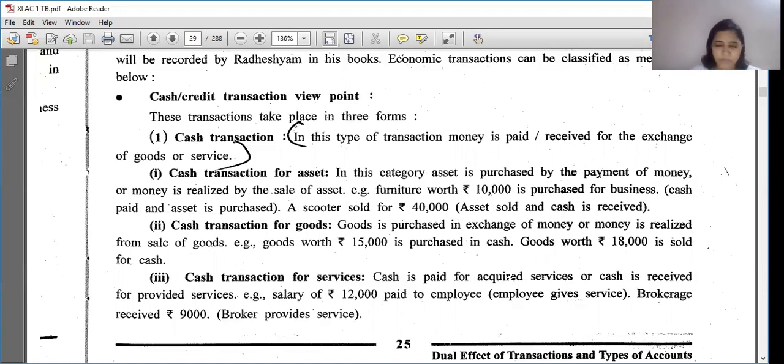So what is happening over here? Goods are purchased and sold on cash. Suppose I am a businessman and I am purchasing goods of rupees 50,000 in cash. I am purchasing those goods for 50,000. Now that I have purchased those goods, obviously I am dealing in that business.